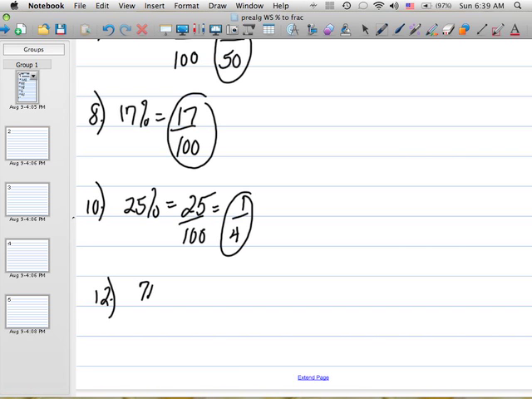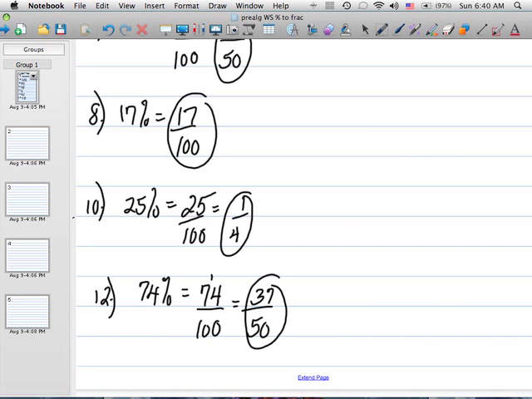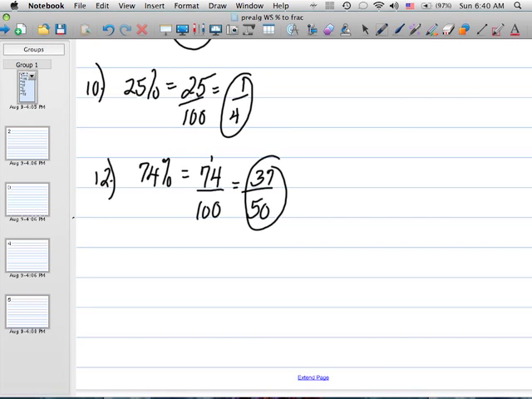Problem number 12, 74%. Put 74 over 100. They're even, so divide by 2. 2 goes into 7 3 times. 1 left over. 2 goes into 14, 7. 2 goes into 100 50 times. So the fraction for 74% is 37/50.